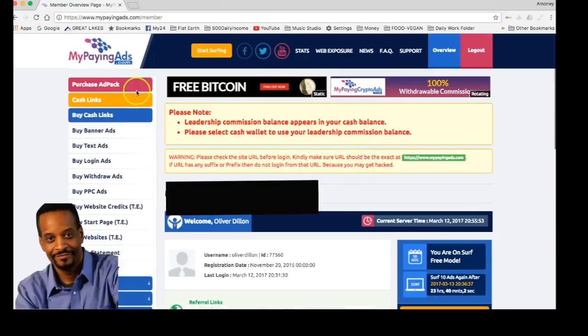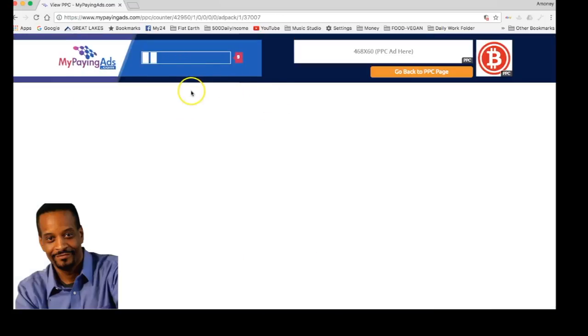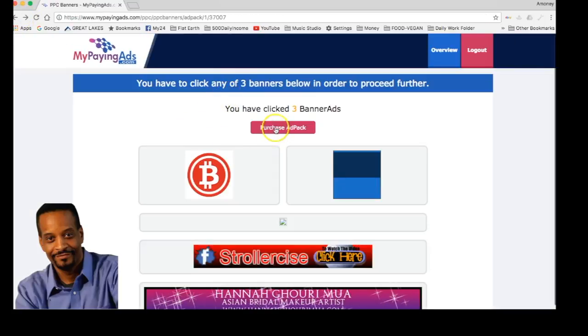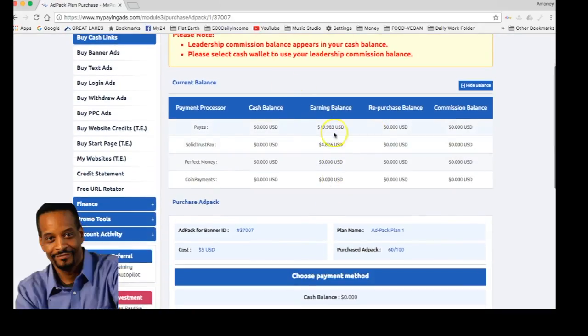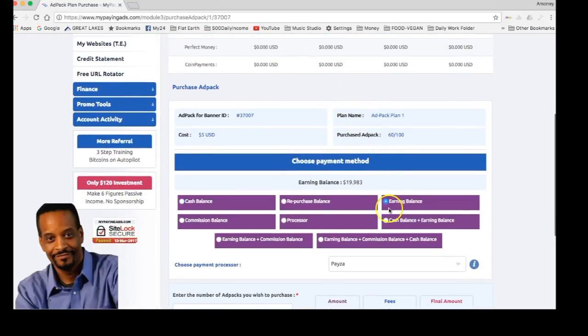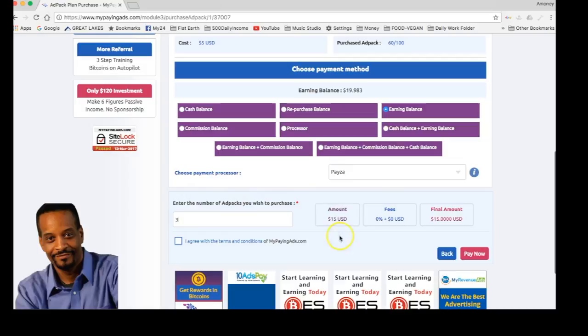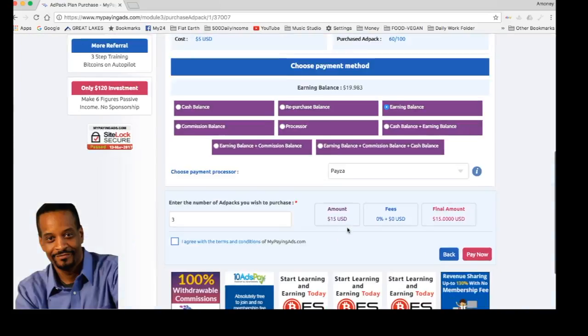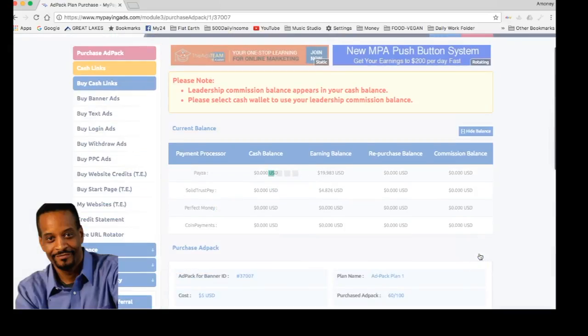Okay, so let's go ahead and buy the packs. Purchase. We have to watch three advertisements in here. Purchase ad packs. We watched our three. We're going to get the three from the Payza. If you can remember, that's from our earnings balance. Okay. Going to put three, so that'll be $15. The amount is right here, $15. And I agree and pay now.